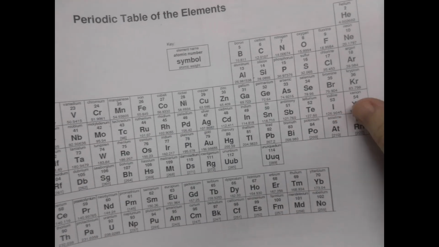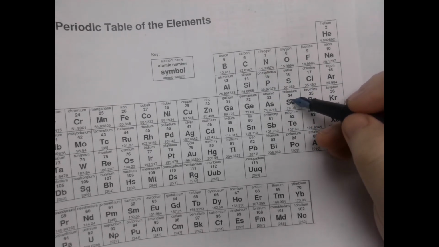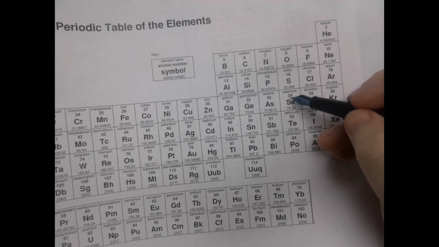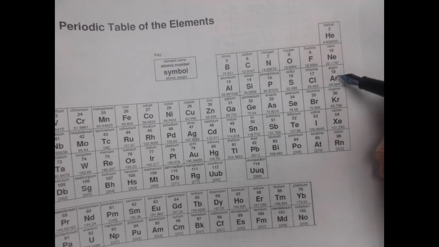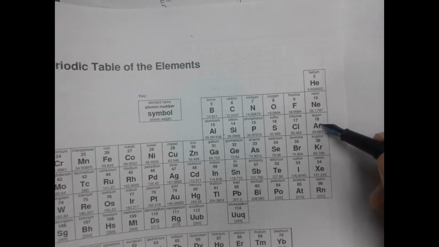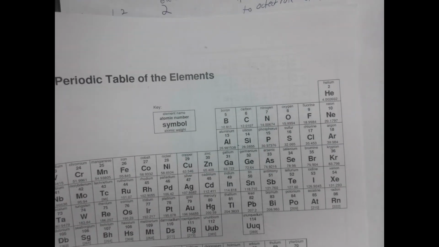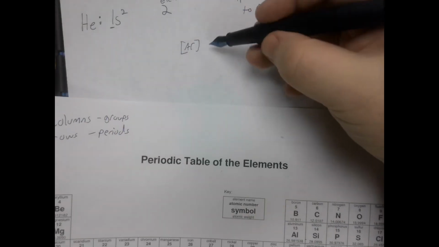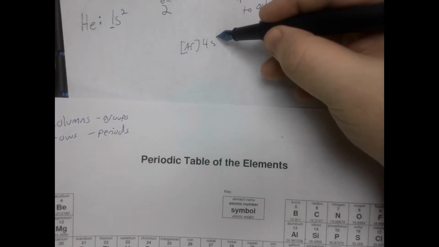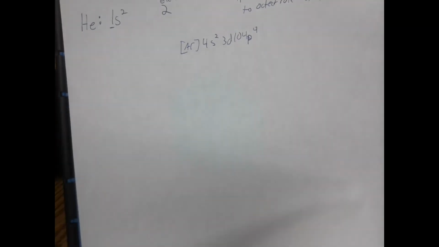So looking at the periodic table, for selenium, for the noble gas electron configuration, we go up a row and go to argon. And we write down the previous noble gas. And then we just read off the row. So this would be 4s2, 3d10, and 4p4.